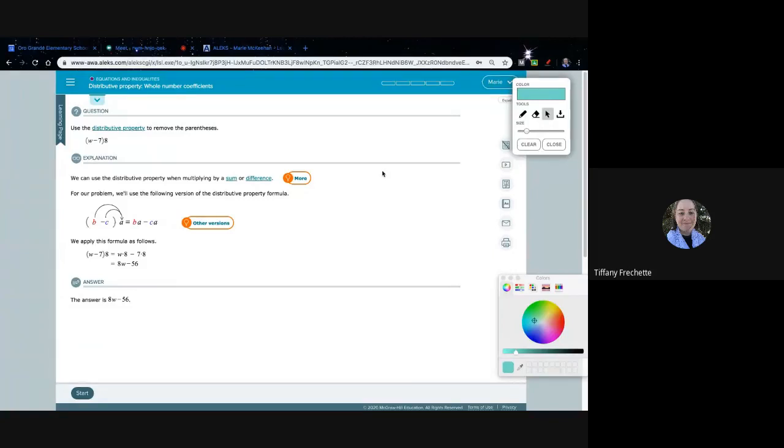Distributive property, whole number coefficients. All right, so distributive property means we're going to distribute something. I like to think of distributing as like handing it out.